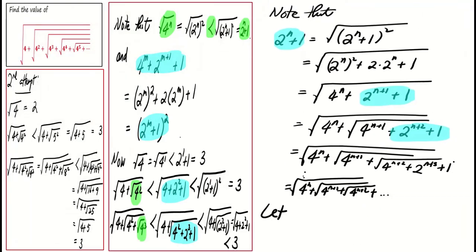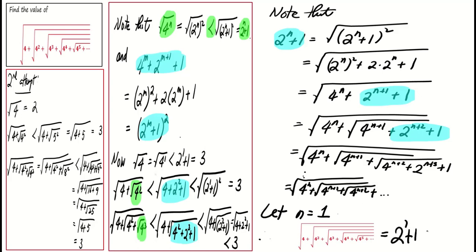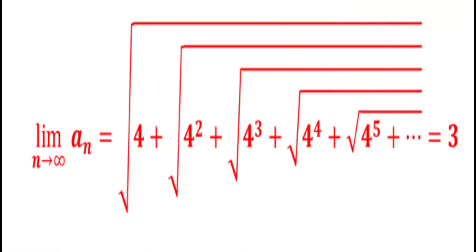Now using this result and letting n equal 1, we obtain that the value of this expression will equal 2 to the power n plus 1, where n equals 1, and therefore this is 2 to the power 1 plus 1, and equals 3. So the answer for today's problem is 3.